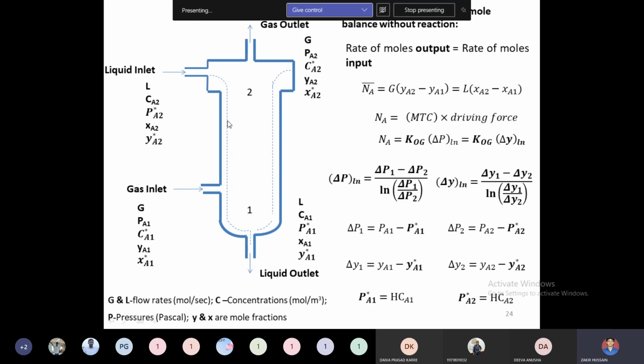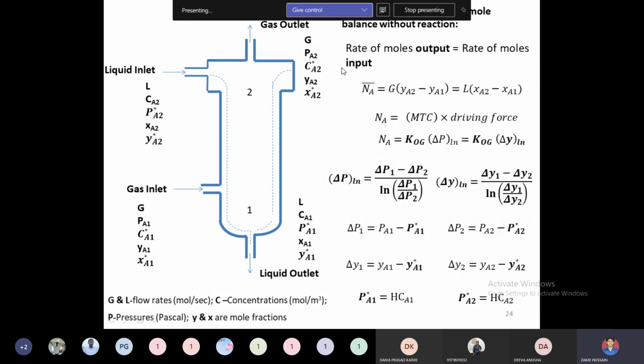Throughout this film, the mass transfer will take place, and the concentration of this component A in gas phase and liquid phase will vary. So the compositions observed in inlet and outlet will be different, whereas only compositions are varying, partial pressures and compositions are varying.